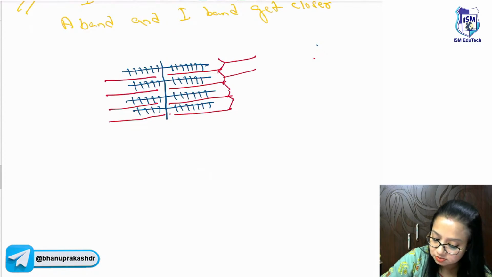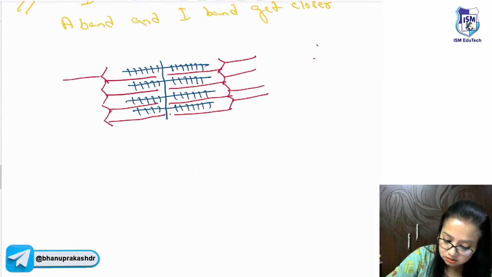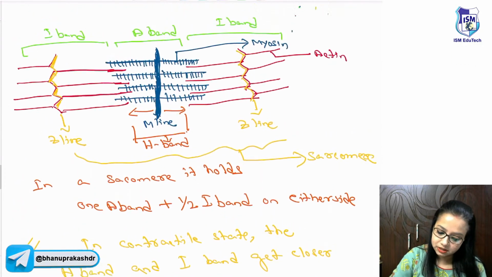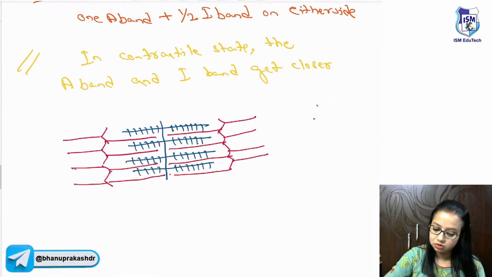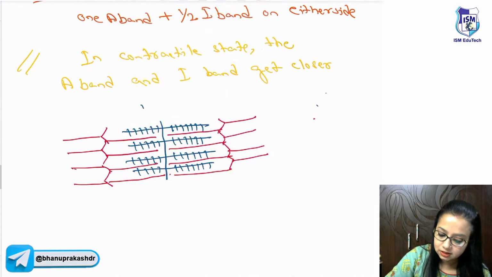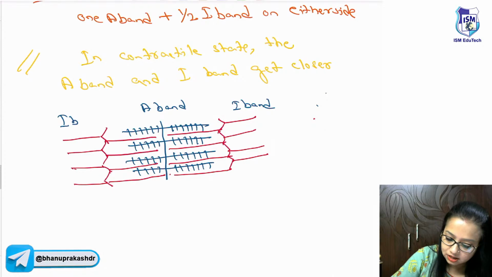Okay, it is much closer to the myosin. So here, if we compare the picture to this, what do we see? We see the A band here, and on either side, this is the I band and I band.